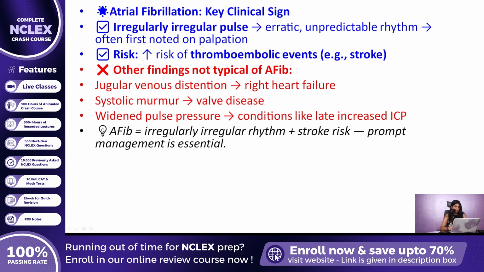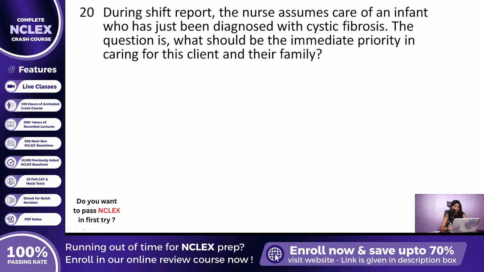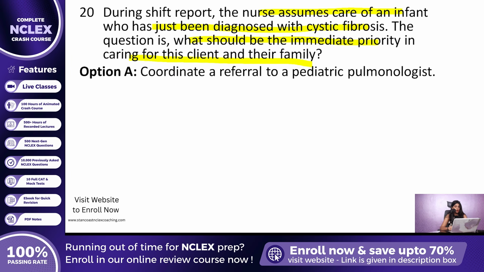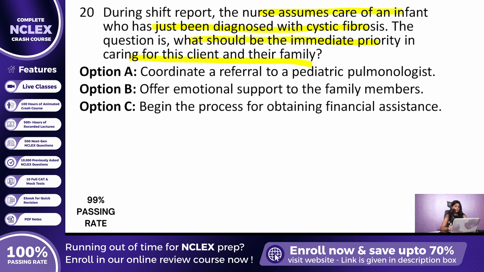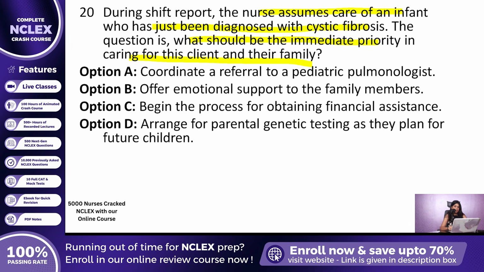Question 20. Finally, for this section, let us consider a sensitive scenario involving a new diagnosis. During shift report, the nurse assumes care of an infant who has just been diagnosed with cystic fibrosis. The question is, what should be the immediate priority in caring for this client and their family? The options are: Option A, coordinate a referral to a pediatric pulmonologist. Option B, offer emotional support to the family members. Option C, begin the process for obtaining financial assistance. Option D, arrange for parental genetic testing as they plan for future children.